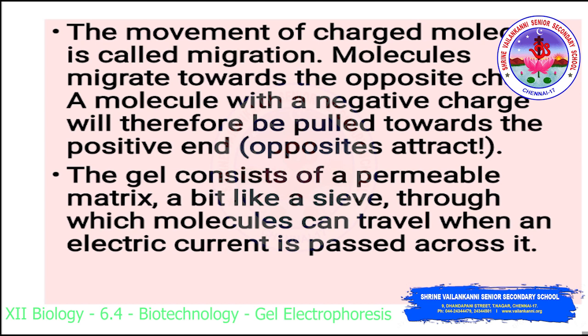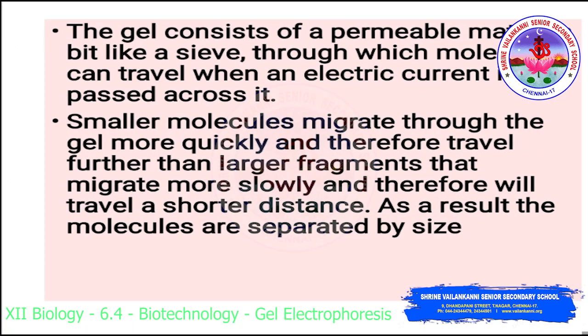The gel consists of a permeable matrix, a bit like a sieve, through which molecules can travel when an electric current is passed across it. Smaller molecules migrate through the gel more quickly and therefore travel further than the larger fragments that migrate more slowly. So the larger particles travel a shorter distance. As a result, the molecules are separated by size.